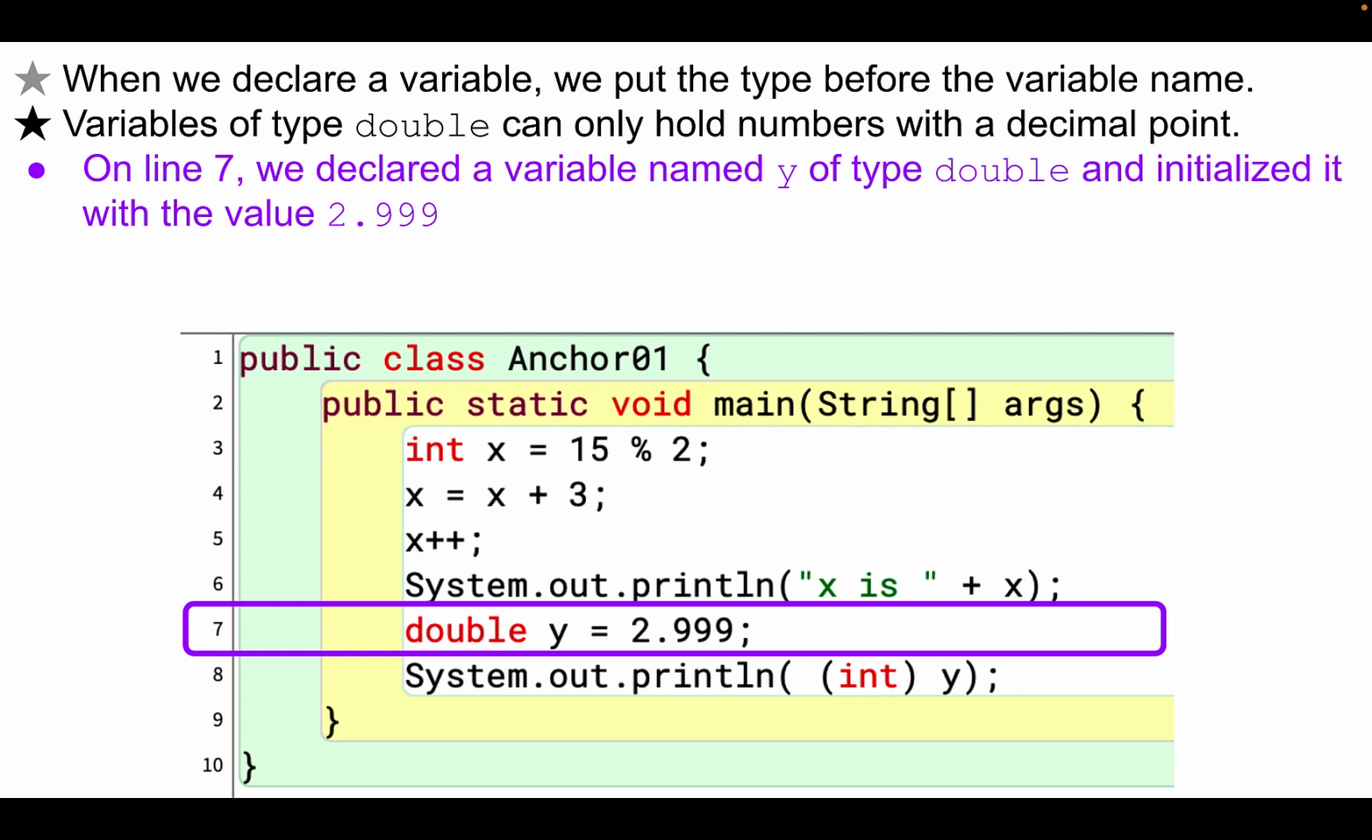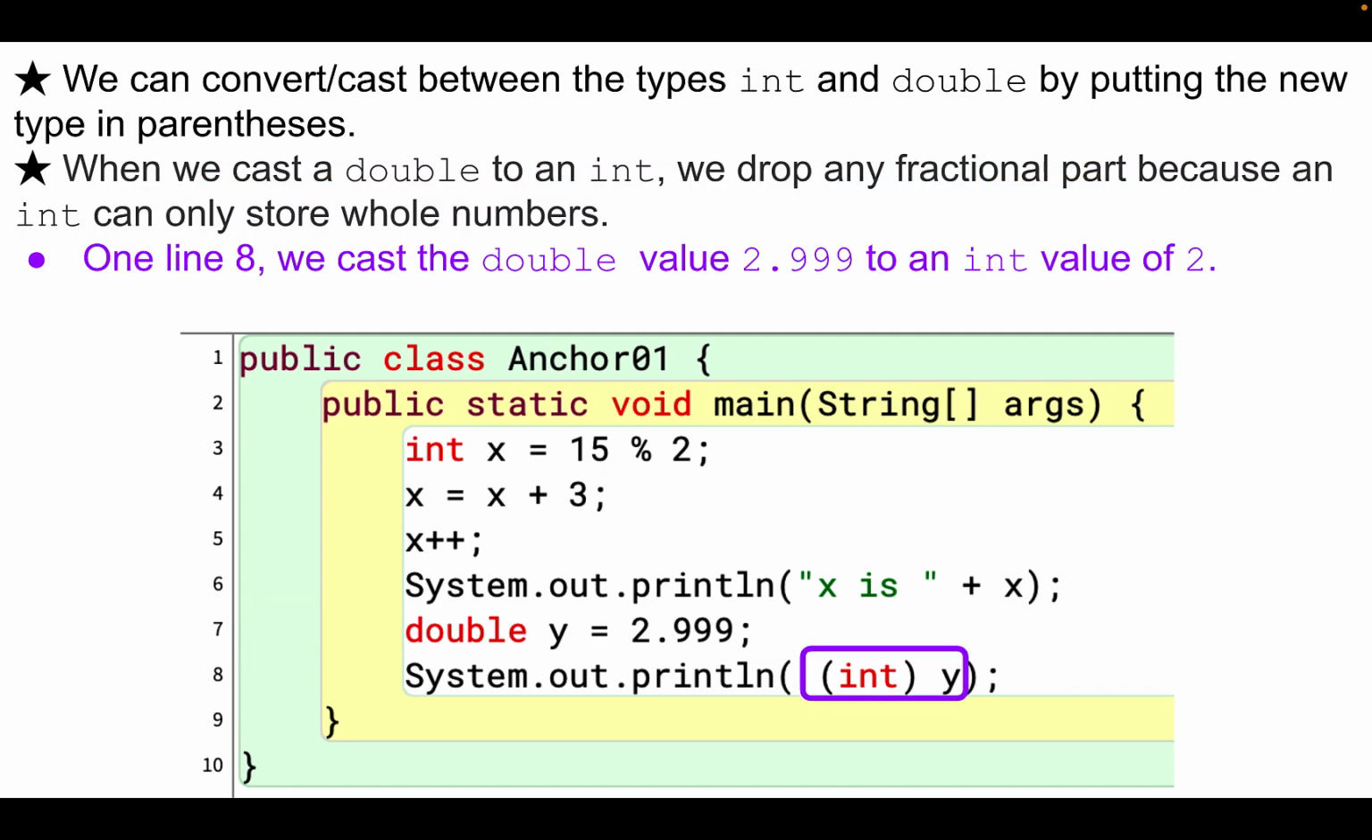When we declare a variable, we put the type before the variable name. Variables of type double can hold numbers with a decimal. On line 7, we declared a variable named y of type double and initialized it with the value 2.999. We can convert or cast between the types int and double by putting the new type in parentheses. When we cast a double to an int, we drop any fractional part because an int can only store whole numbers. On line 8, we cast the double value 2.999 to an int value of 2.